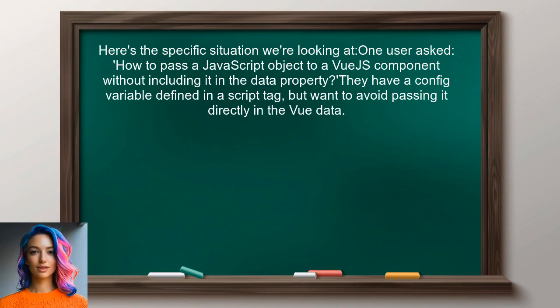Here's the specific situation we're looking at. One user asked how to pass a JavaScript object to a Vue.js component without including it in the data property of the Vue instance. They have a config variable defined in a script tag, but they want to avoid passing it directly in the Vue data.